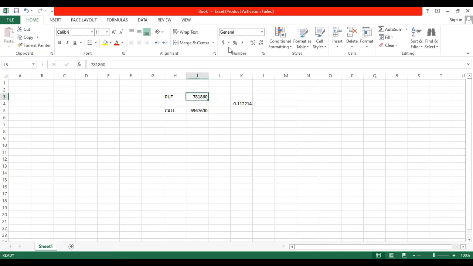Just hold on. 7818650. Okay, so now I have a figure. Sorry about the misrepresentation of the numerics. So as you can see, when I divide put by call, it gives me a positive value of 1.12. You need to understand that if this value is above 1, then market is in positive.